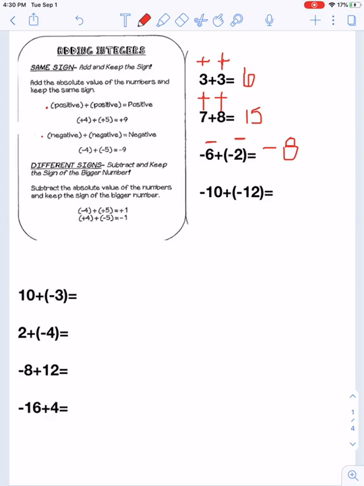Same with the next one. We have a negative 10 and a negative 12. We're adding those together. Therefore, that's going to give us 10 plus 12, which is 22. Since we're dealing with negative numbers, it's going to be a negative 22. So when we're adding the same signs, we add and simply just keep the signs.